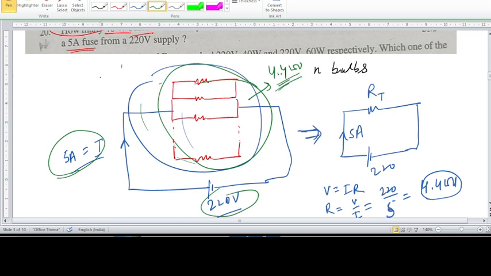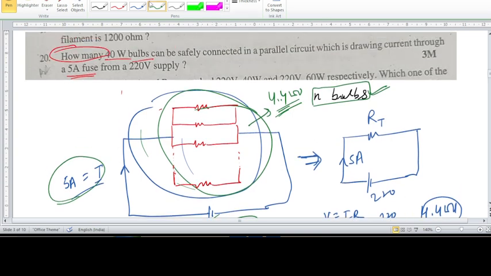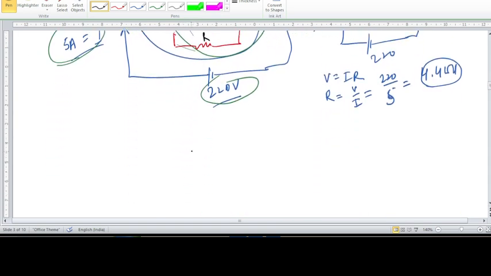Now they have asked how many bulbs you have connected, and I have assumed n bulbs. They all have the same resistance. Better I assume it is R. So each will have a resistance of R, and so on, R resistance. There are n resistances.